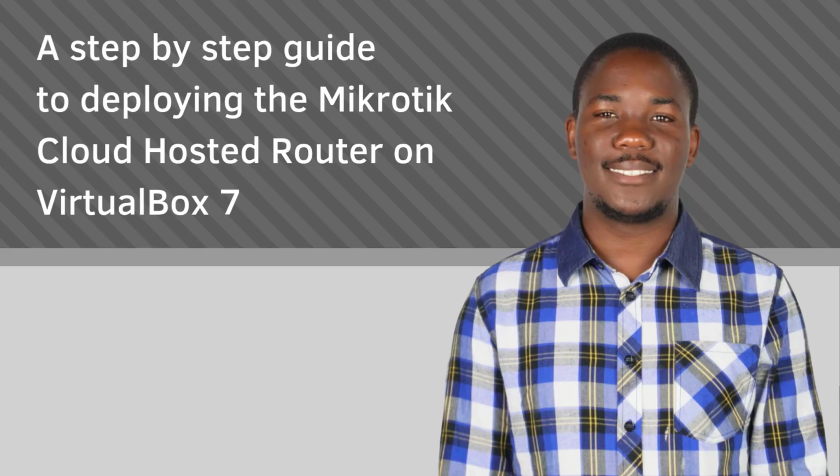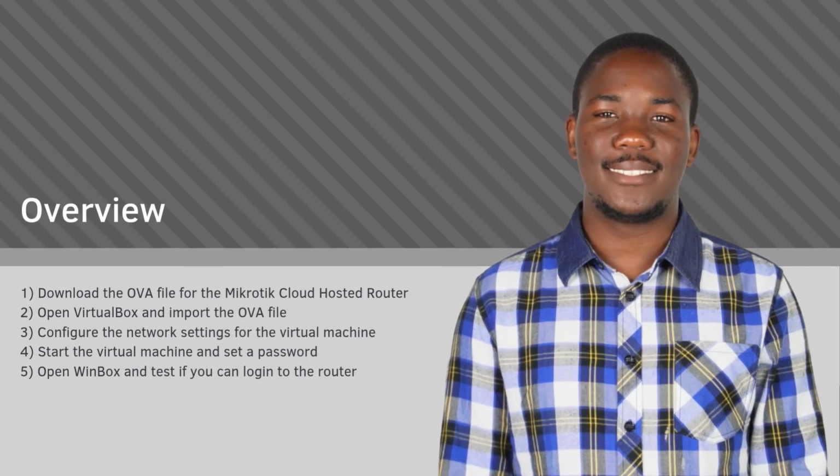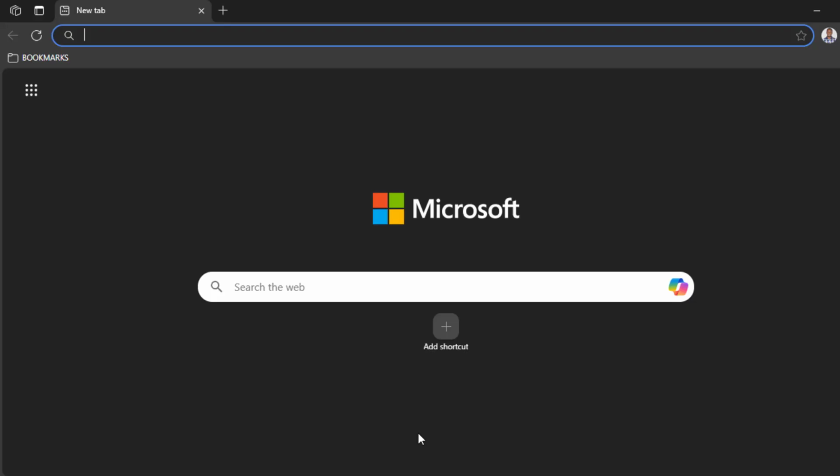But before we begin, let's take a look at an overview of the steps covered in this guide. So first, I'm going to show you how to download the OVA file for the Cloud Hosted Router. Then I'll show you how to open up VirtualBox and import the OVA file. I'll proceed to show you how to configure the network settings. Then I'll start the virtual machine and set an admin password. And finally, I'll open up Winbox and test if I can log into the router using the credentials that I've set.